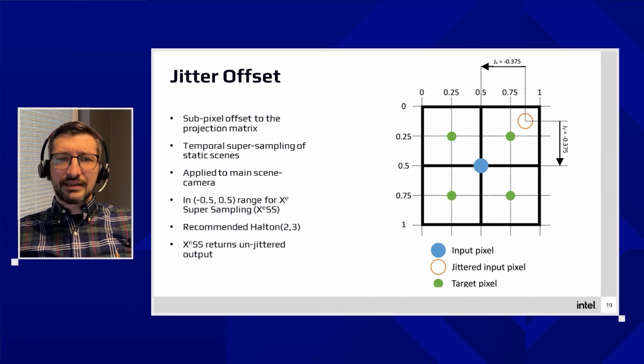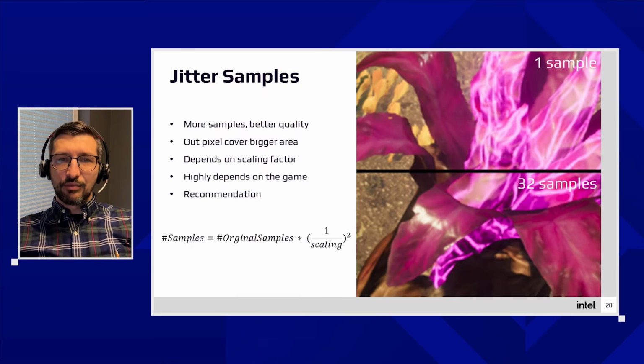Now, XeSS requires the jitter offset to be in a range from -0.5 to 0.5, so the sub-pixel requirement is fulfilled. It is recommended to use the Halton sequence since it is proven to give the best results. This is quite common among all of the game engines, so there is a good chance that you are already using it. Now let's discuss the number of samples in the Halton sequence.